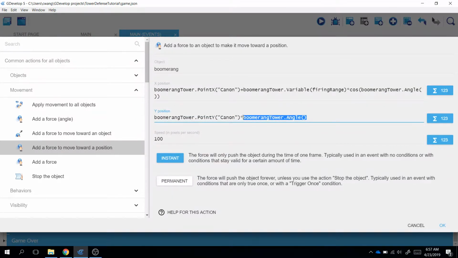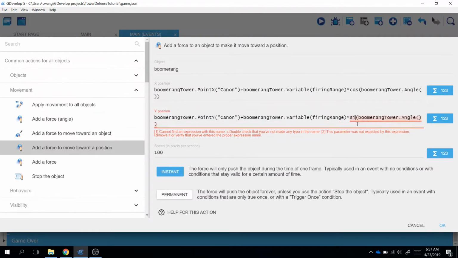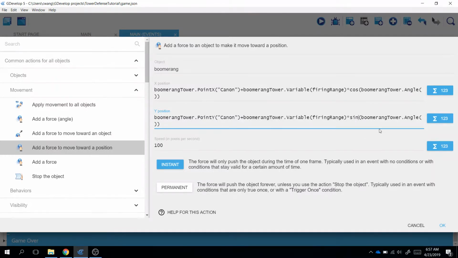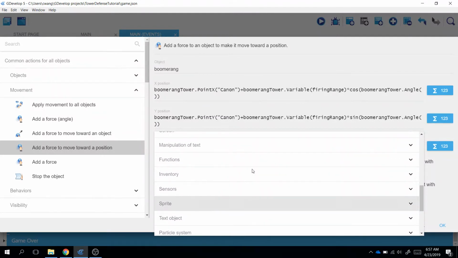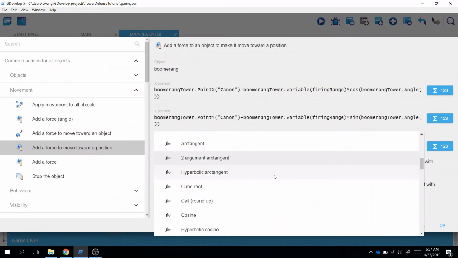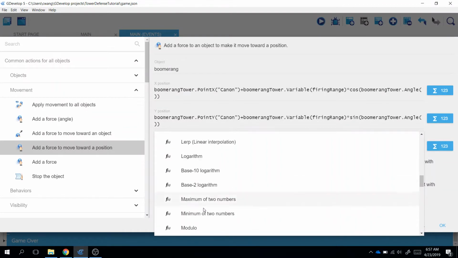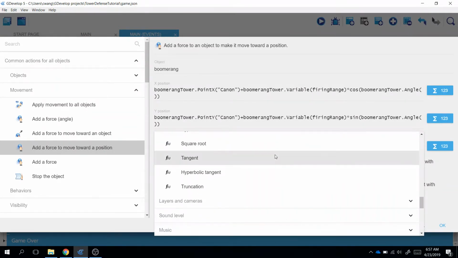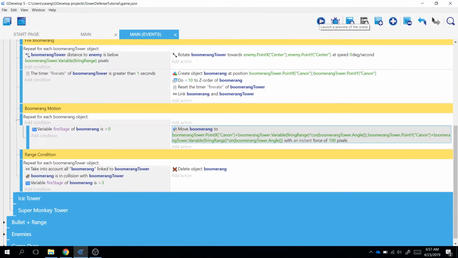And instead of doing the cosine, I'm going to go ahead and do the sine. Okay. And if you look in here, you'll be able to find the sine as well. If you go to mathematical tools, you can see cosine and sine. Oh, and they have modulo, LERP, linear interpolation. Okay. So we click OK, and let's try it out.